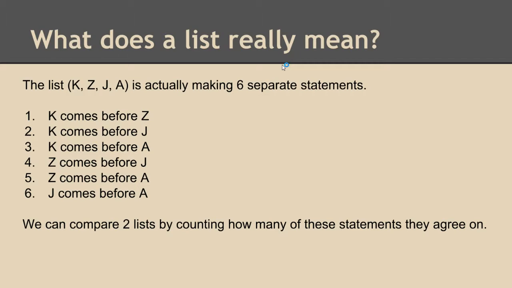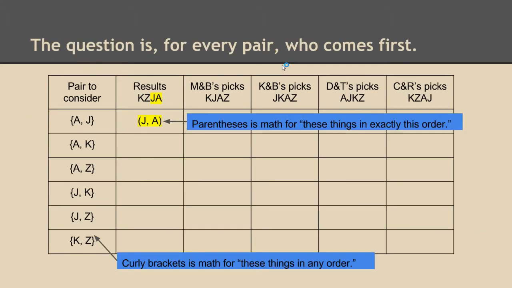So what we can do to compare the list is we can count how many of these statements the actual list and the guess list agree on. So we start with a table like this. Down the left hand side I've listed all of the possible combinations that we need to worry about, and then we'll fill it out with the results as each person's picks come out. I'll start with just the results and I'll do them step by step.